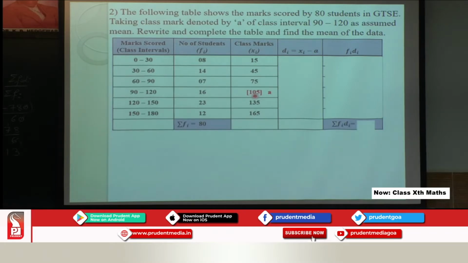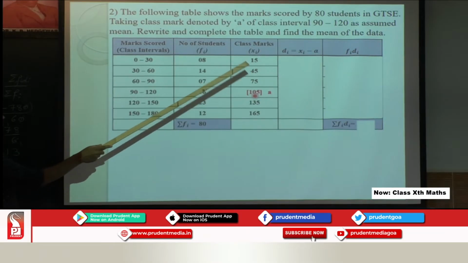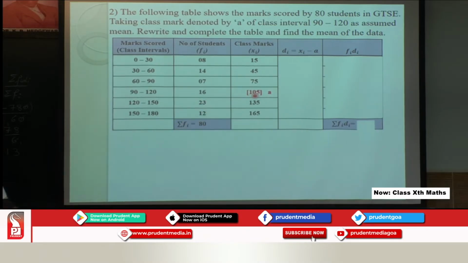Next is to find the deviation. Let's subtract the numbers now. 15 minus 105, 45 minus 105, 75 minus 105, and you'll get these numbers: first one minus 90, second one minus 60, third one minus 30, 105 minus 105 will be 0, then 30, 60. You are familiar with how to find xi. The formula is xi equals upper limit plus lower limit divided by 2. Once you find xi, you can easily find the deviation, that is di. di is xi minus A.